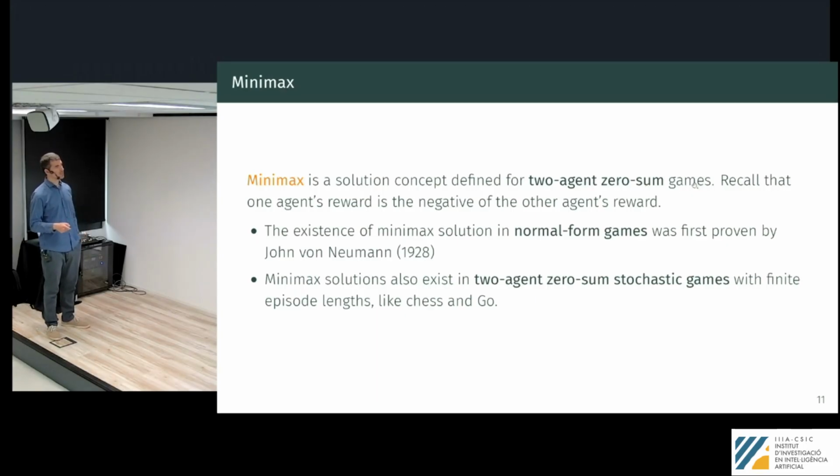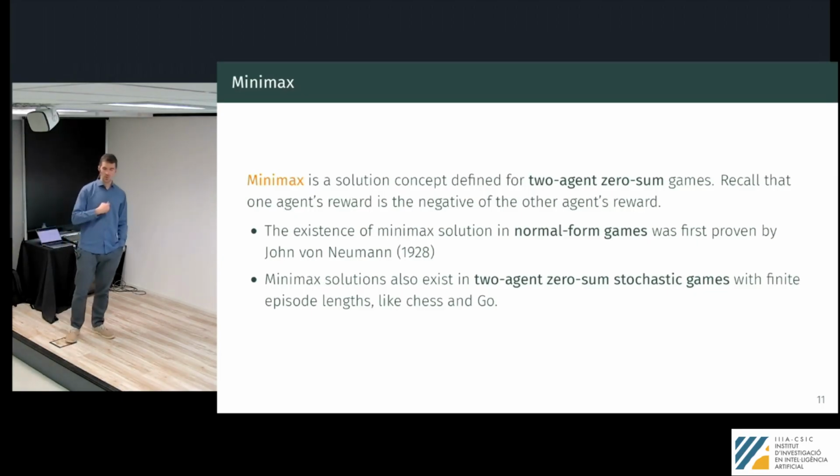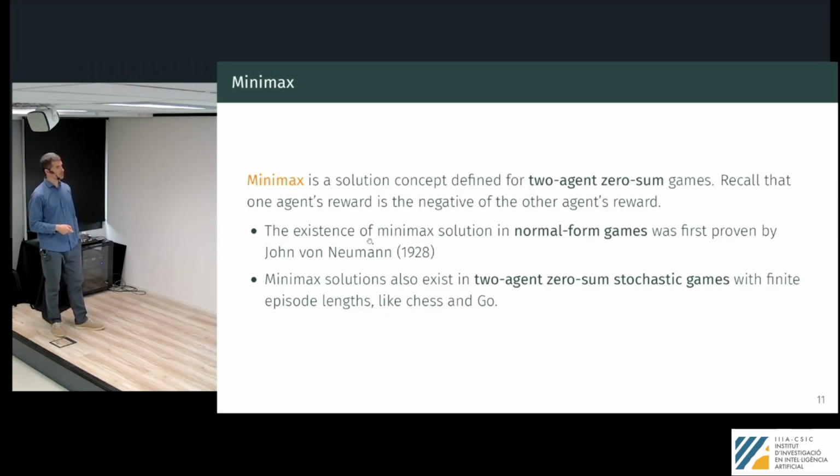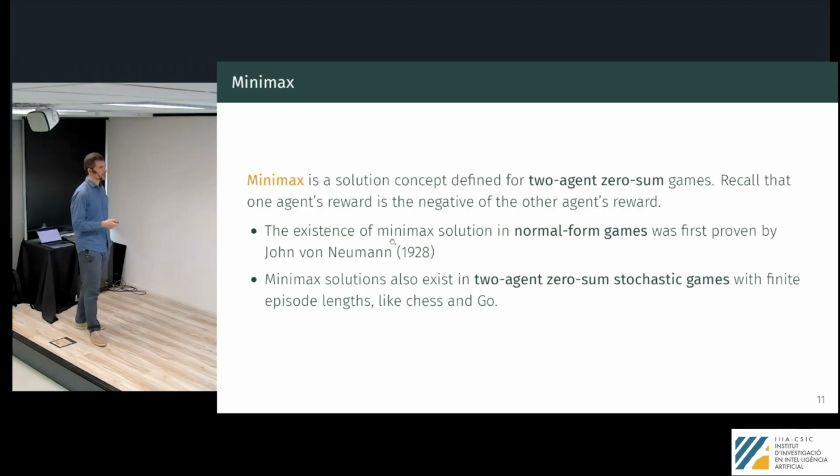And remember, a zero-sum game means that one agent's reward is the negative of the other agent's reward. So again, rock, paper, scissors means I win, you lose. You win, I lose. That's what zero-sum means, okay? So basically John von Neumann and Morgenstern first showed that a solution like this always exists for two-agent zero-sum normal form games. And this was a very interesting, non-trivial result. Previously, it was not clear whether something like this even existed.